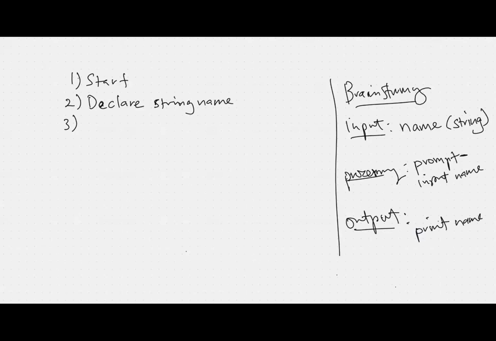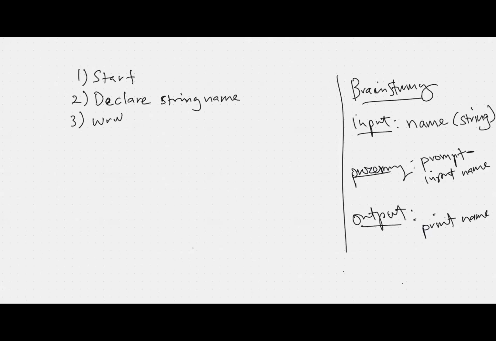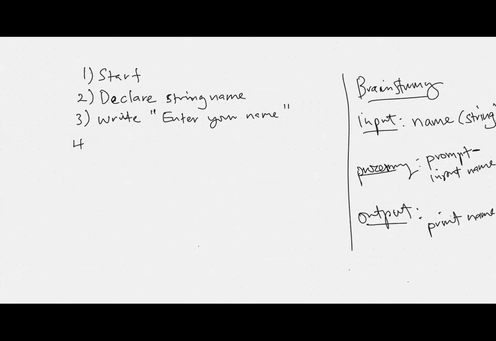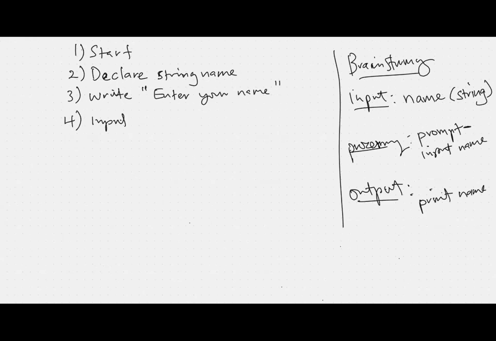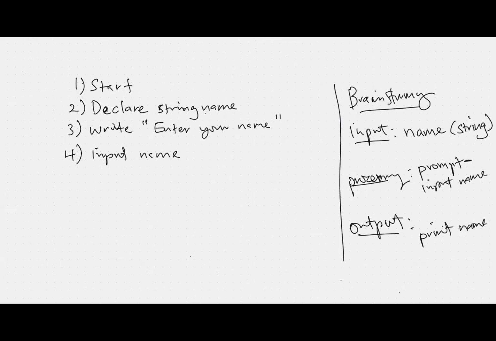Then the next thing is that we want to prompt. So we can say write, then what do you want to write? You want to write enter your name, in double quotes. Remember, when we put something in double quotes, it means it's a string. Number 4, we say input name. Notice that this name is the same as the variable. Whatever you enter at the keyboard, we collect it and put it inside the container called name. For example, if we enter Kwame, we collect Kwame and put it inside the variable called name.